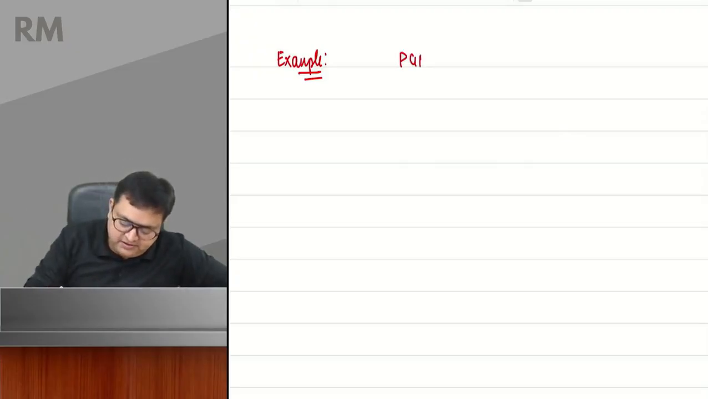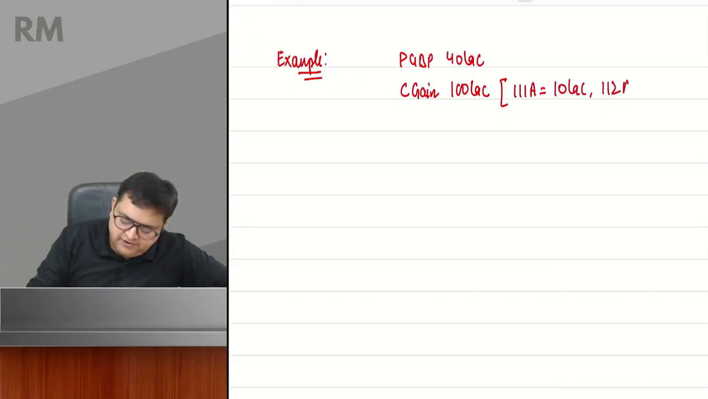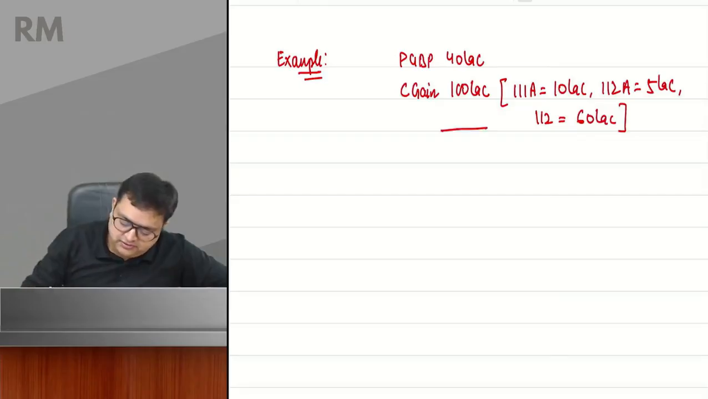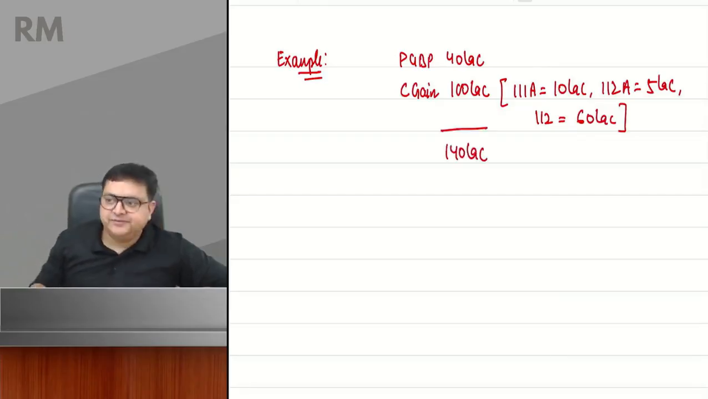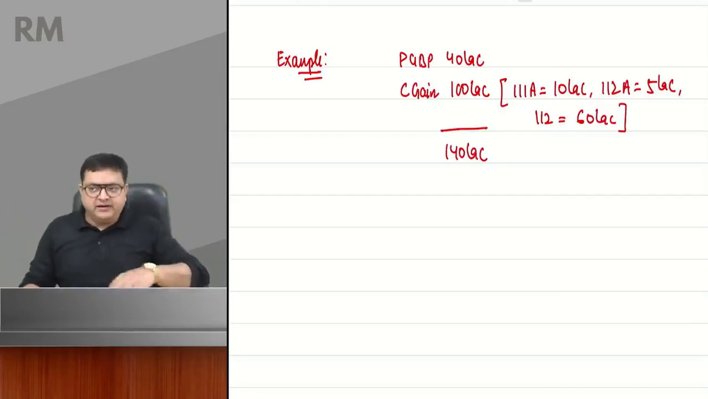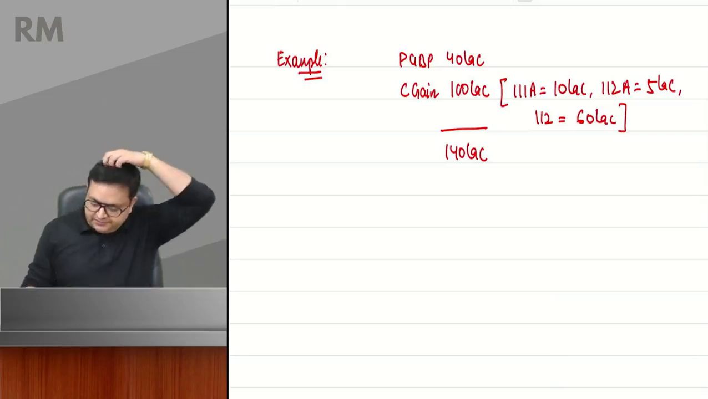Let's say PGBP income is 40 lakh. Capital gain is 100 lakh: 111A 10 lakh, 112A 5 lakh, 112 is 60 lakh. Let's say the total income is 140. Correct, write it. The total income is 140.